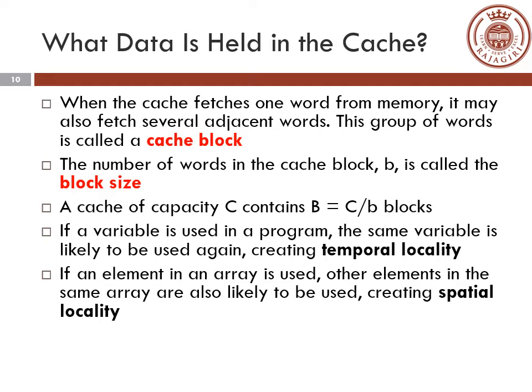As we have seen in the previous slides, we have the temporal locality and the spatial locality. Just a repetition: if you are using a variable in a program, the same variable is likely to be used again, and that is known as temporal locality. If an element in an array is used, other elements in the same array are likely to be used again, and this concept is known as spatial locality.